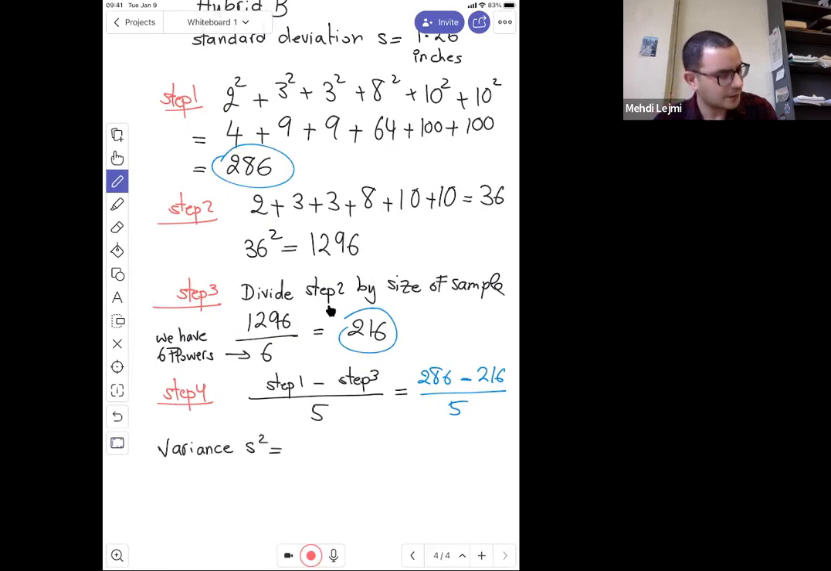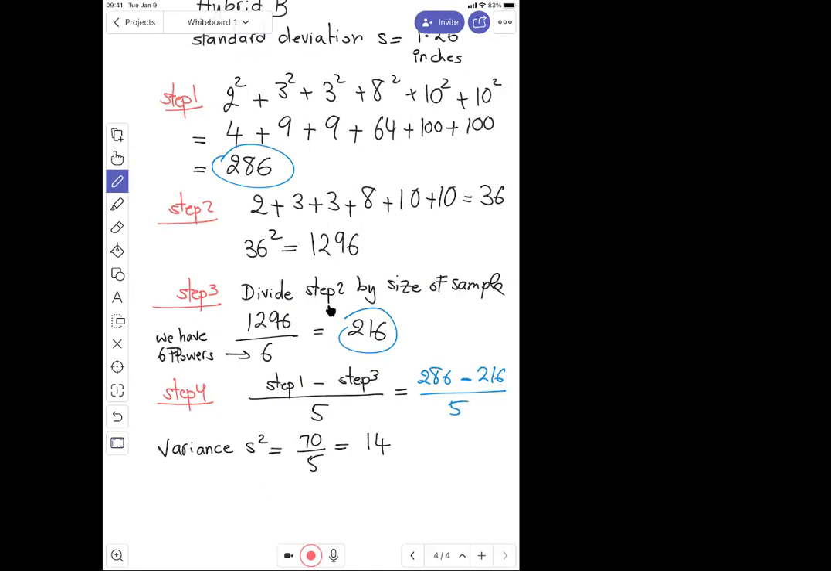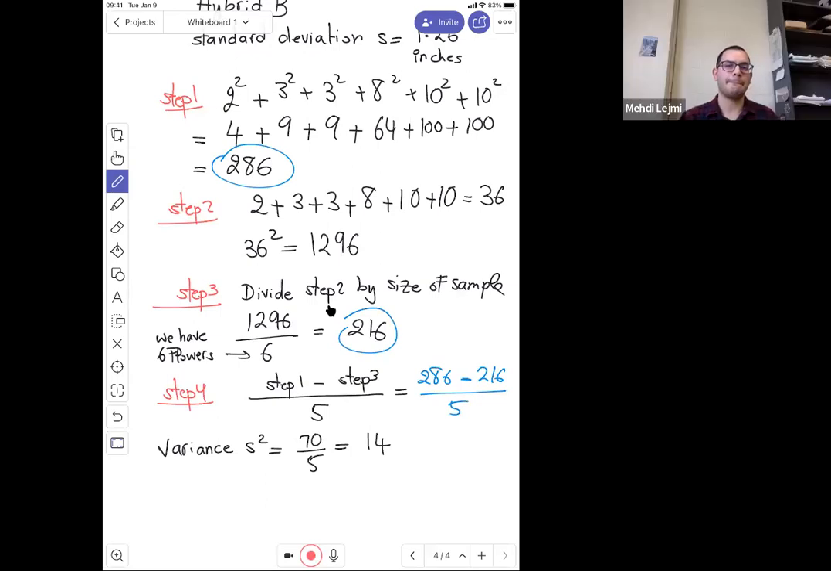That's your variance, s squared. So the 286 minus 216, that's 70. All right, so 70 over 5, of course, that will be equal to 14. Wait, so you just did 70 divided by 5, right? Yep. And that's how you got the 14. And that's your variance. Now, standard deviation is just the square root of this answer.